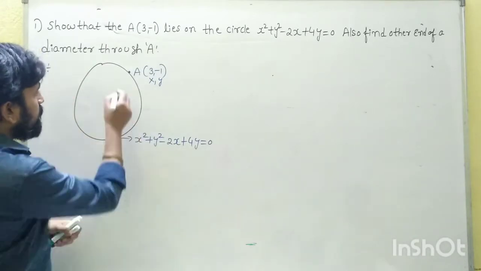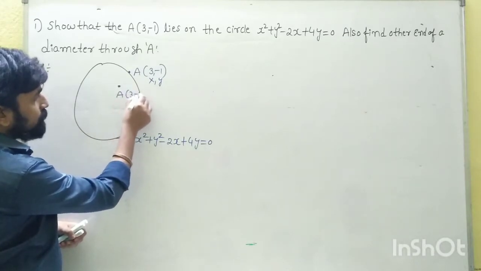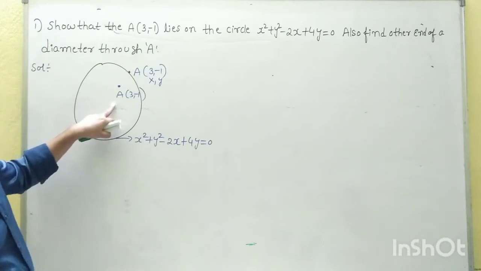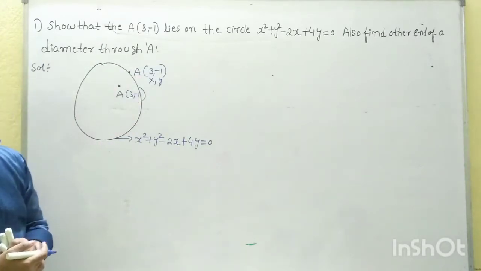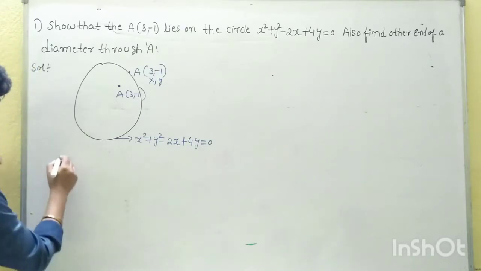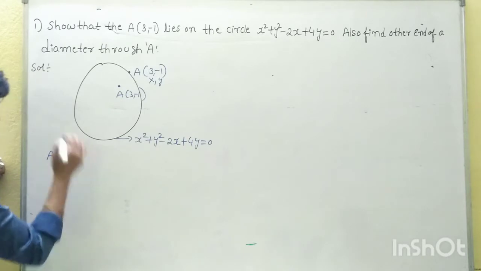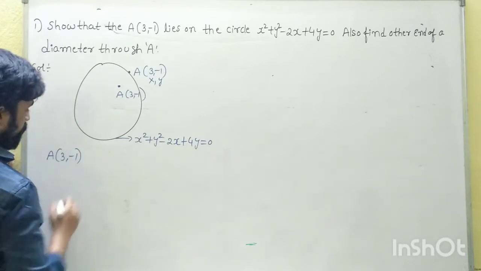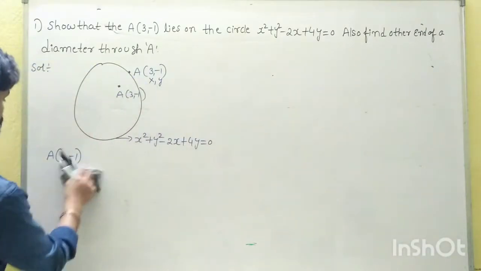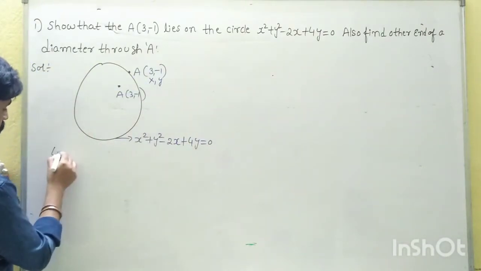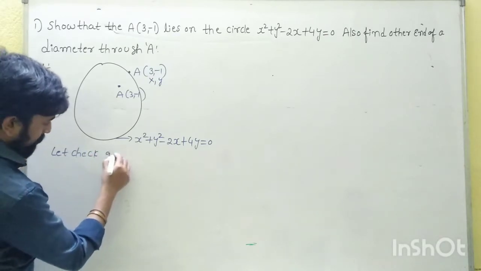If it is not equal to 0, then A lies elsewhere, and the circle is not passing through this particular point A. So we need to check now. Let's check. Point A equals (3, -1). Let's check whether the given circle is passing through it.